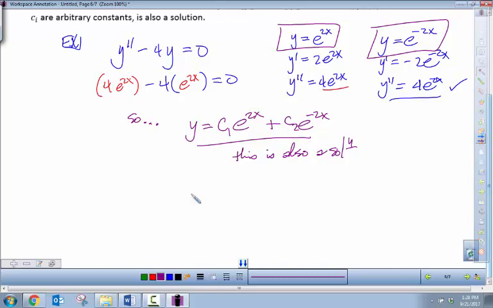And we can do this by taking the derivative twice and then plugging it back in there, and then we'll see that it'll work out. That's because the derivative is a superposition principle thing.